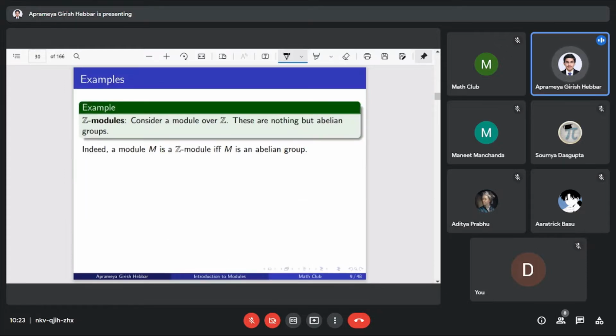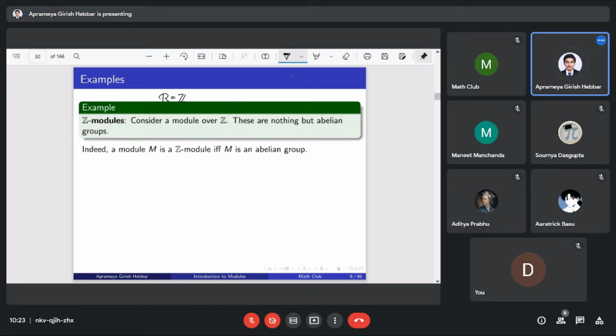So let's see another example. If we take the ring to be the integers Z, instead of R modules, we call them Z modules. So consider a module over Z. These are nothing but abelian groups. We'll show this: a module M is a Z module if and only if M is an abelian group.